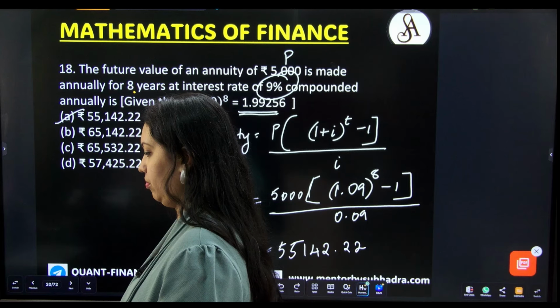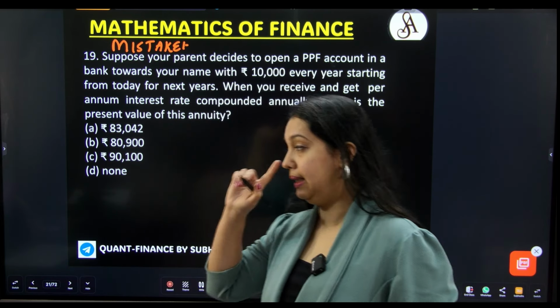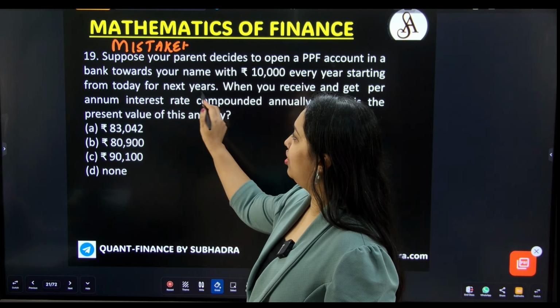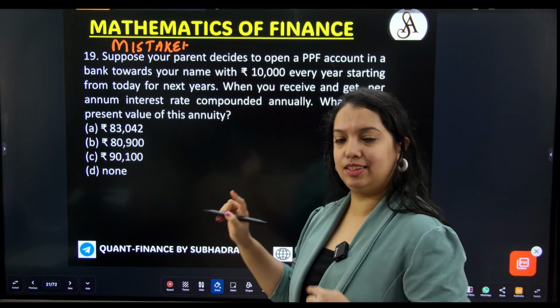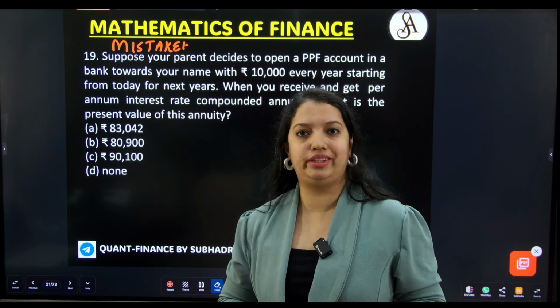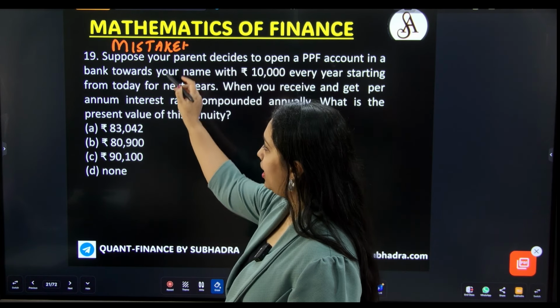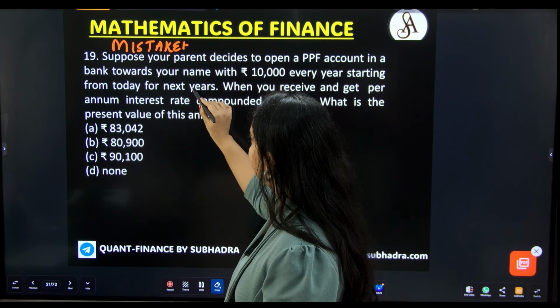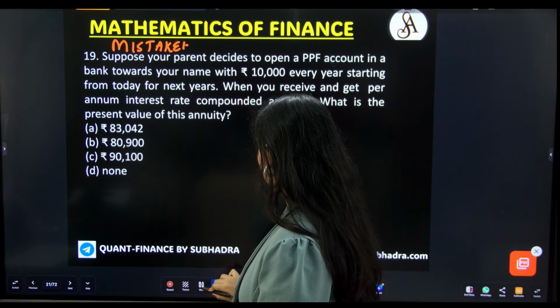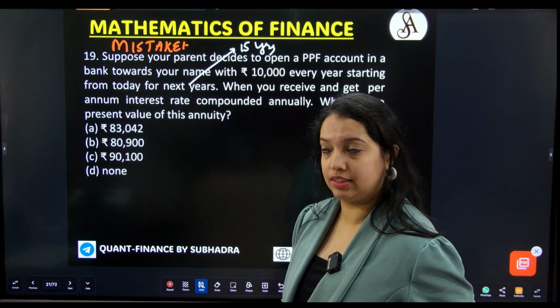Next, I told you that 19th question has a mistake, and the mistake in this question is that the number of years is not given. Luckily, this was the same question which is printed in ICAI illustration for 2023. Right now, they have changed the ICAI material, but up to 2023 material, the same question was there with one extra information, and that is you need to add 15 years over here. We will get the answer for this.